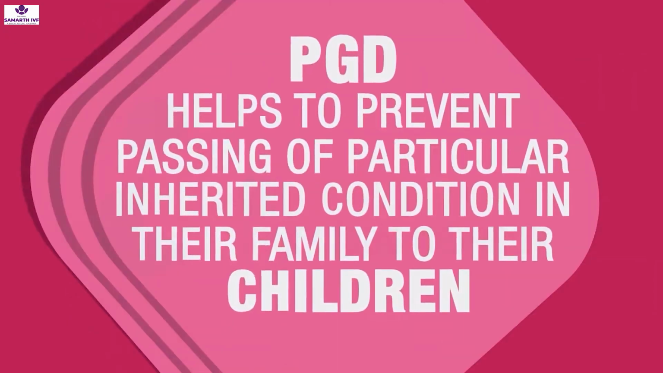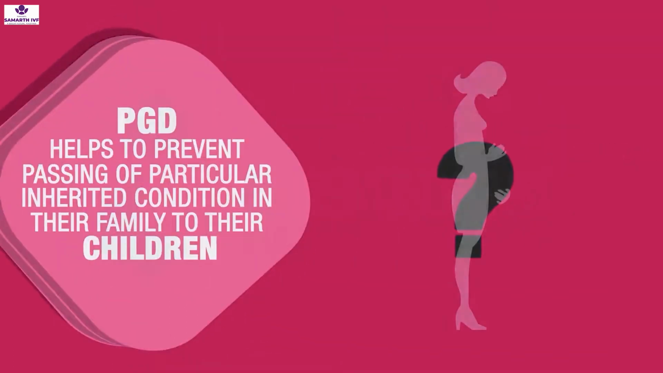PGD provides a cutting edge in the cases of embryo selection where one or both of the parents is genetically predisposed for diseases, where the embryos can be selected before the transfer to rule out the passing of the genetic disease to the progeny, or in cases of recurrent pregnancy loss.